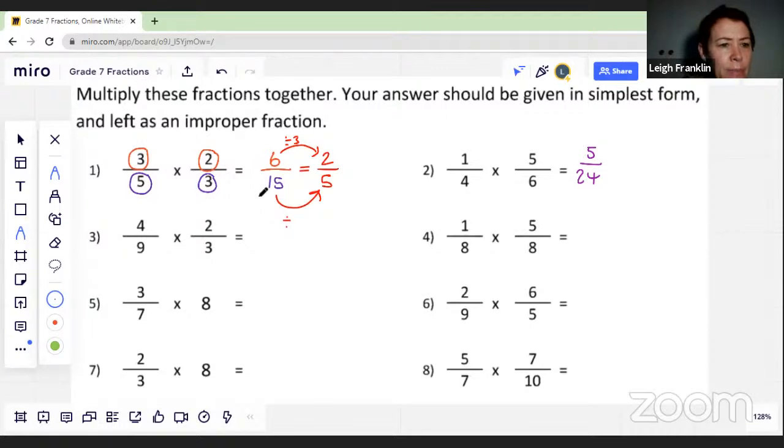All right, so now I want to give everybody a chance to be able to speak here. Okay, Mapalo, I'm going to ask you, what did you get for number 3? 8 over 27. Very good. Well done. So at the top, 4 times 2 is 8. 9 times 3 is 27.